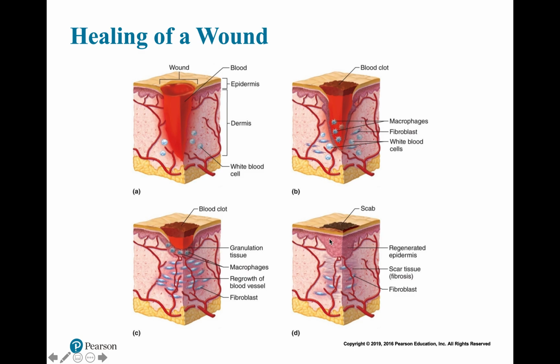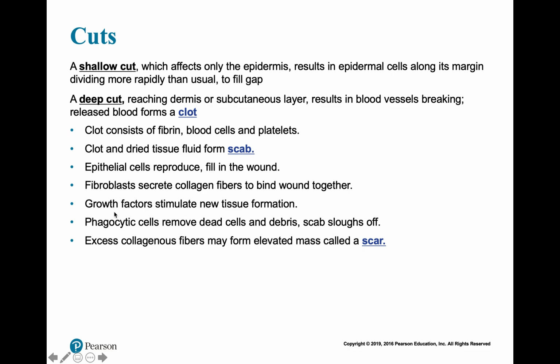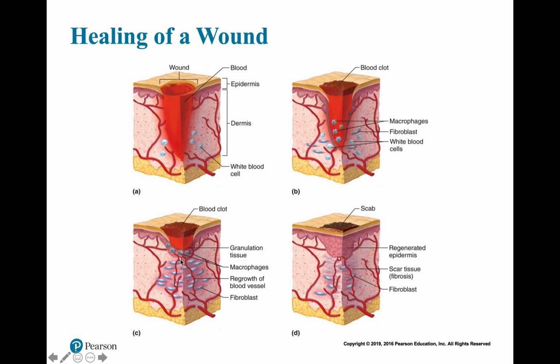More epidermis is formed. All right, and then we talked about those phagocytic macrophages that are brought to the area by the blood, helps remove dead cells, debris. And then over time, as all of this tissue repairs itself in the epidermis and the dermis, then that scab will eventually slough off, all right?